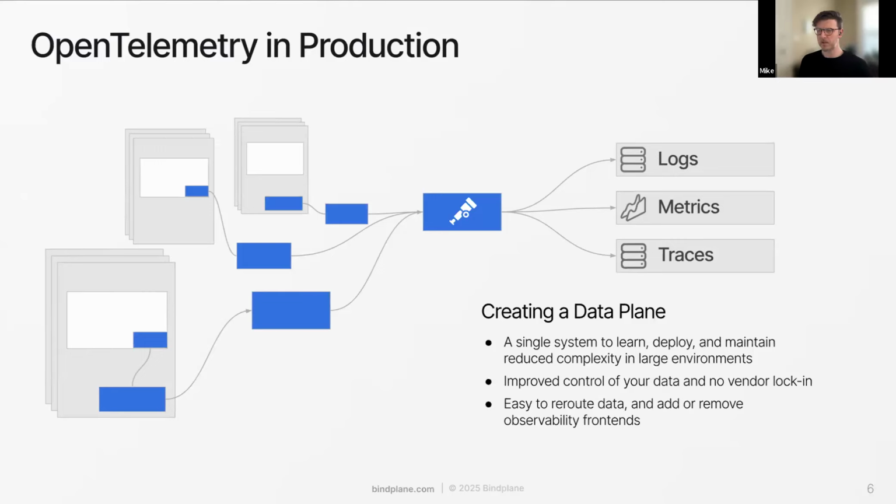I think most customers are looking for OpenTelemetry as a building block to creating a full data plane or telemetry plane. And that means it's a simple, single system to learn. But the building block of that is the OpenTelemetry Collector. Once you have this in place and you have it throughout your infrastructure, you're dramatically improving the control you have of the data. You're not locked into a vendor. It's easy to reroute and add or remove observability front ends, whether it's for logs, metrics, traces. Once this is in place, you have far more control of telemetry within an environment.